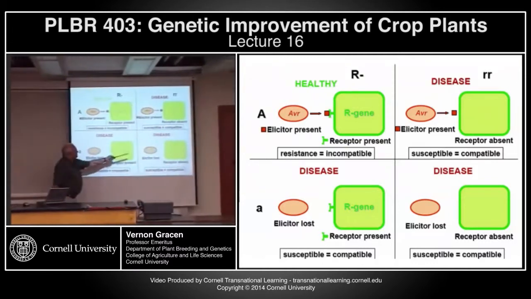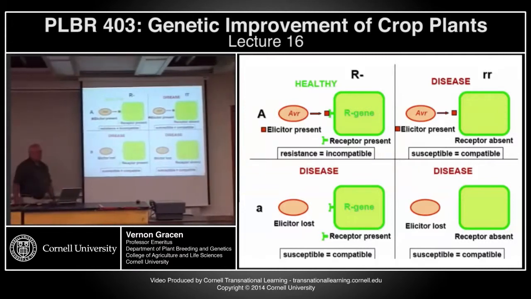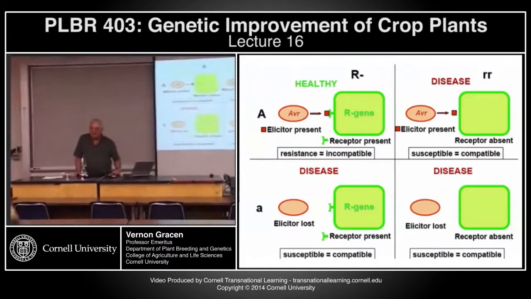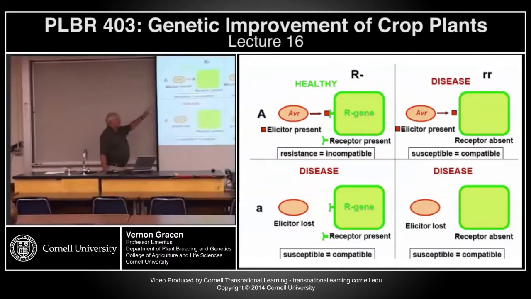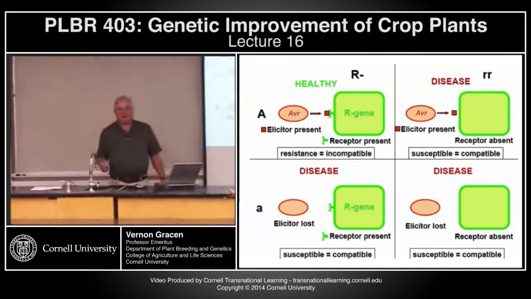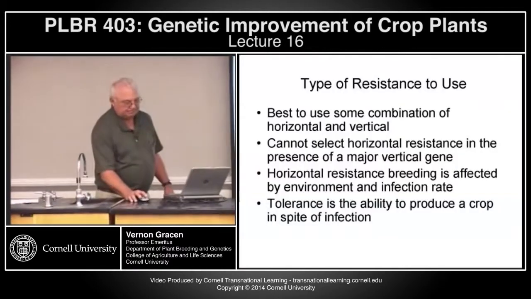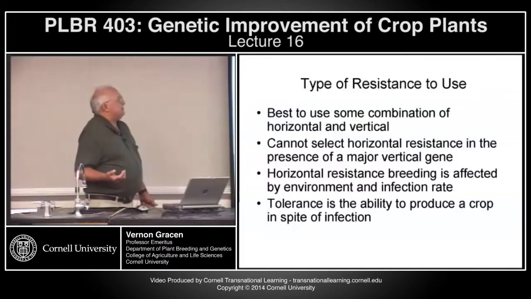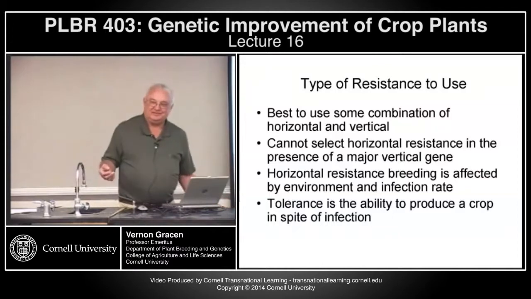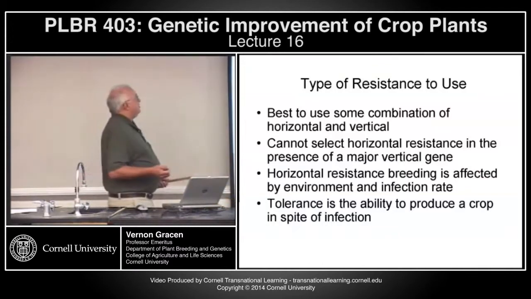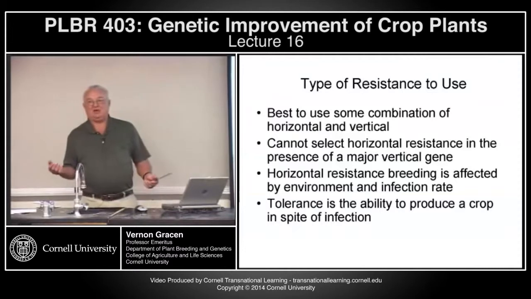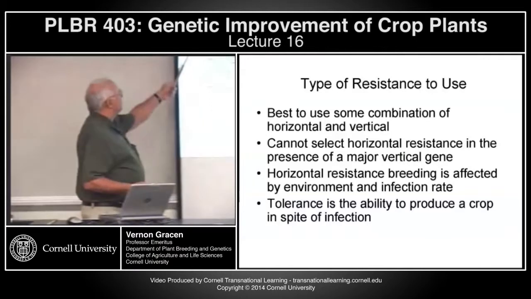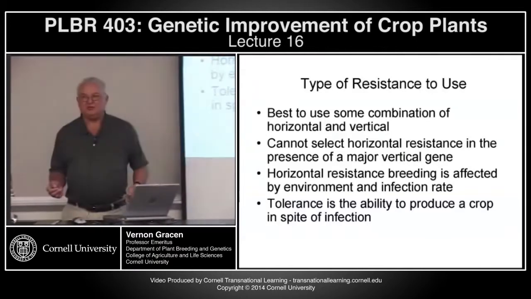So that's why in 3 cases out of 4 you get disease development. The pathogen must have a dominant avirulence gene to produce that elicitor to trigger that host resistance response. So what type of resistance would you use? Well, you know, we can sort of be wishy-washy on this and say, well, you want to use both, a combination of vertical and horizontal. But if you have any vertical resistance, you won't be able to see any horizontal resistance.